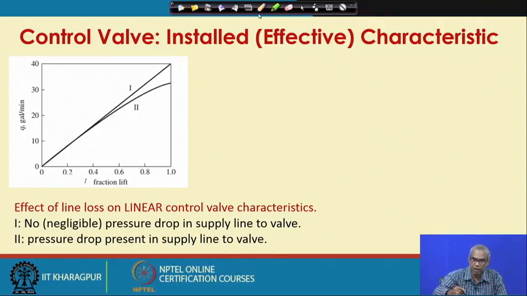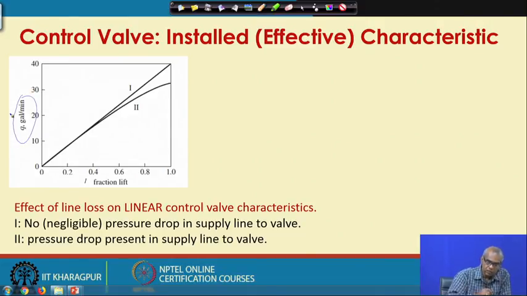What you see in the diagram is the effect of line loss on linear control valve characteristics. So, for a linear control valve, if there is no pressure drop in the supply line to the valve, the flow rate will have a linear relationship with the fractional lift. So, that is shown by this.